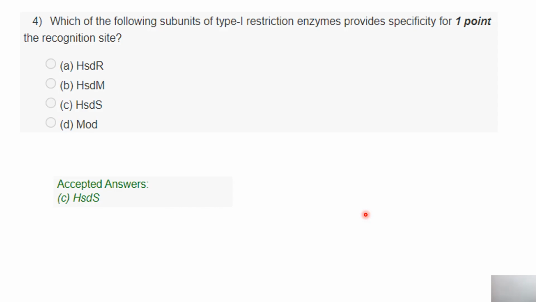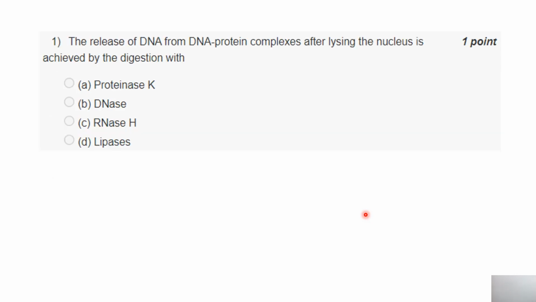Moving on to the next question. So the next question for today is: the release of DNA from DNA-protein complexes after lysing the nucleus is achieved by digestion with option A proteinase K, B DNase, C RNase H and D lipases. Which one do you think is the correct answer? I'll wait for a few minutes and discuss.